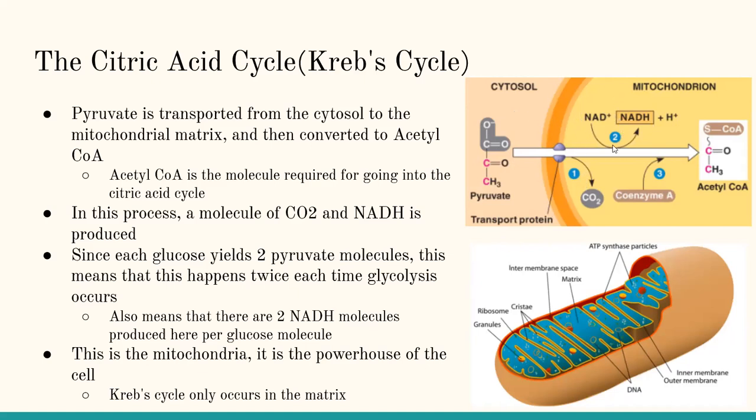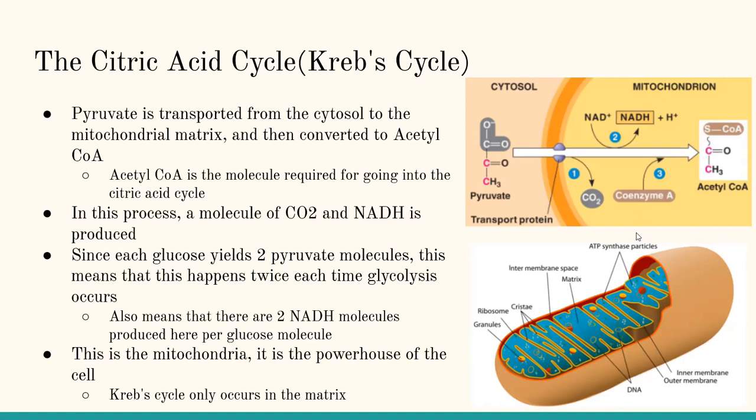And this happens in the mitochondria, which is the powerhouse of the cell. Just some quick background in case you don't know what a mitochondria is, or if you don't remember very well. The Krebs cycle only occurs in the matrix of the mitochondria. I add that because I didn't know that much about mitochondria when I took 151 myself.